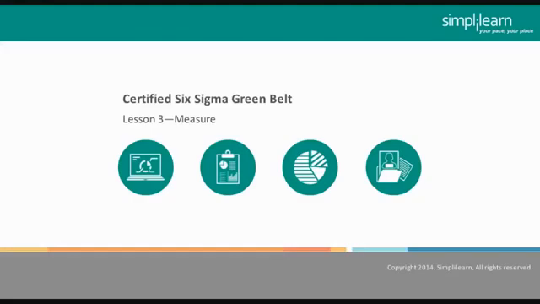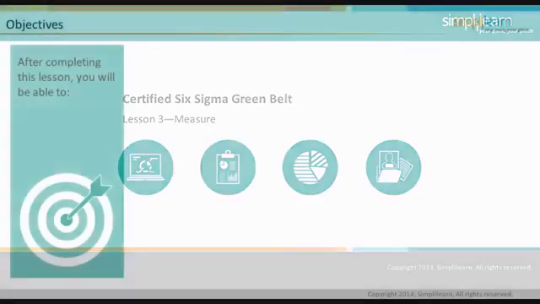Hello and welcome to the third lesson of the Certified Six Sigma Green Belt course offered by Simplilearn. This lesson will cover the details of the measure phase. Let us explore the objectives of the lesson in the next screen.